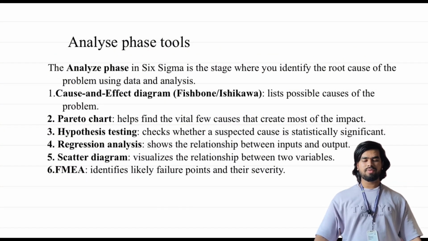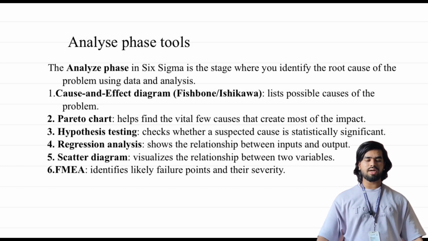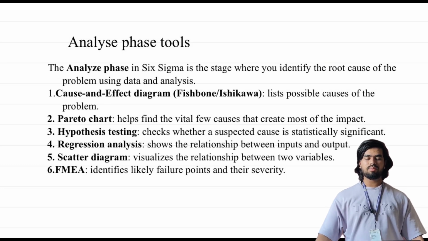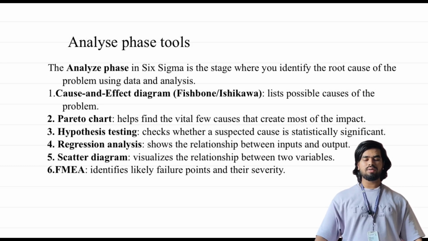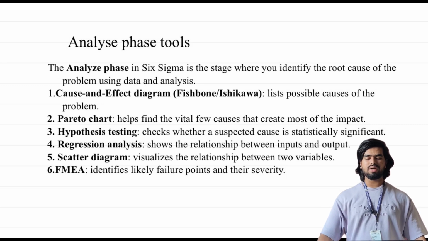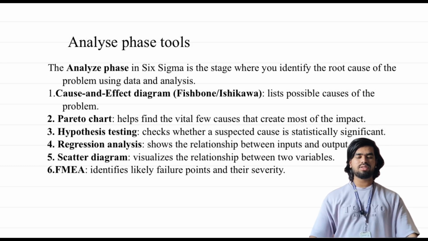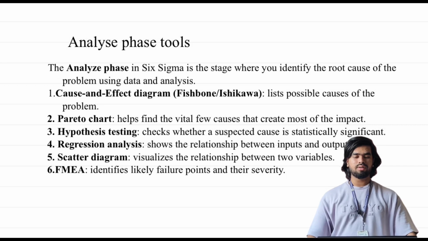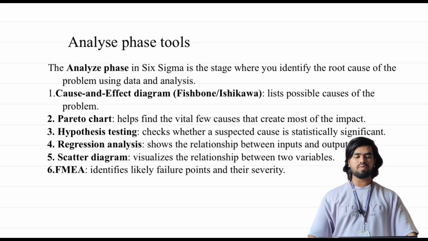Analysis phase tools. The analysis phase in Six Sigma is the stage where you identify the root cause of the problem using data and analysis. Cause and effect diagram lists possible causes of the problem. Pareto chart helps to find the few causes that create most of the impact. Hypothesis testing checks whether the suspected cause is statistically significant. Regression analysis shows the relationship between the input and output. Scatter diagram visualizes the relationship between two variables.